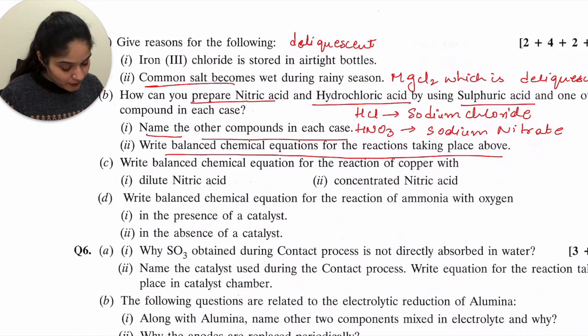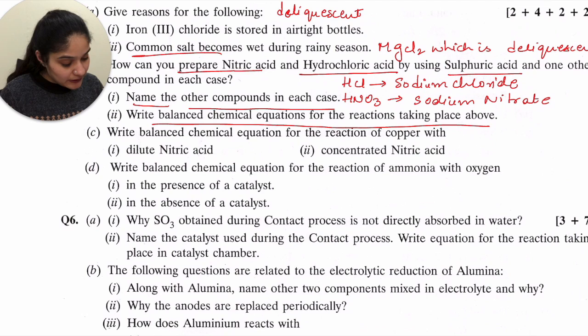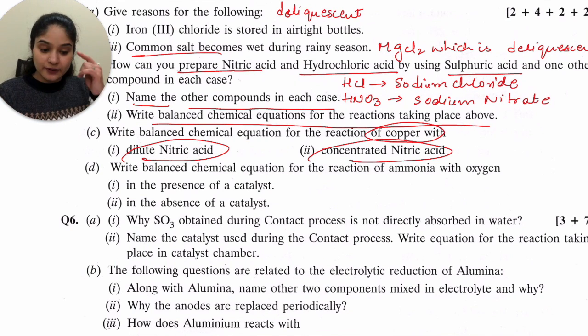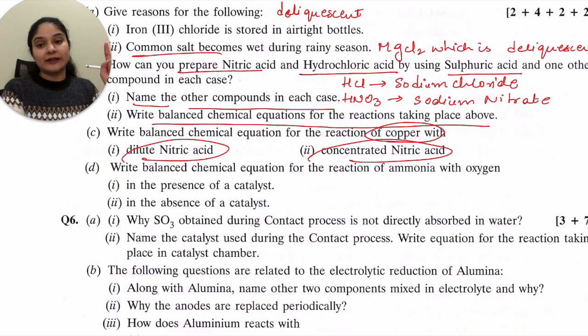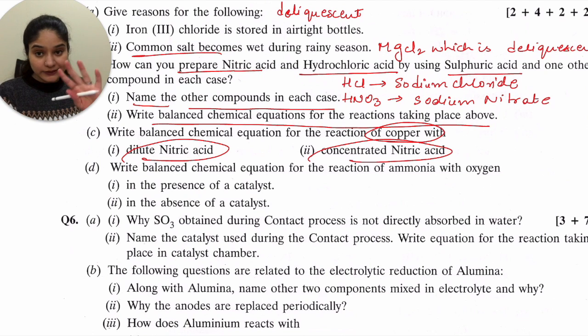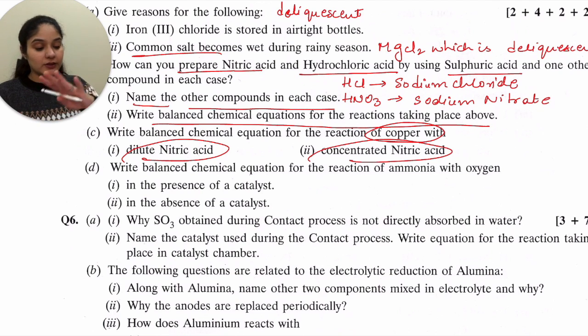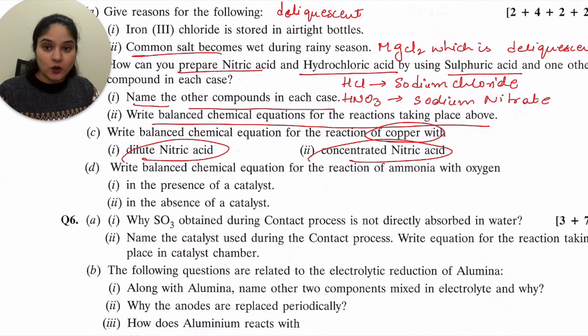Now, moving on. Write balanced chemical equation for the reaction of copper with dilute nitric acid and concentrated nitric acid. So the only difference is that when you are using dilute nitric acid, you end up getting nitric oxide as a different product. And for concentrated nitric acid, you end up getting nitrogen dioxide as a different product. Other than that, you get copper nitrate and water as the same products in both the cases.